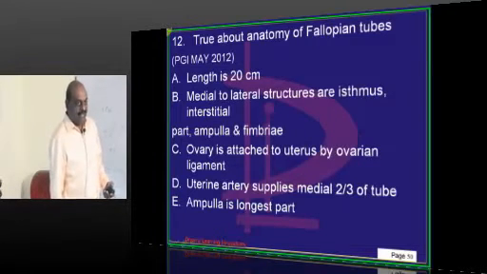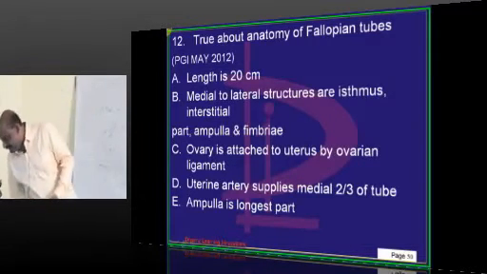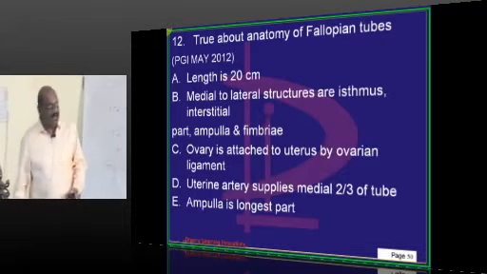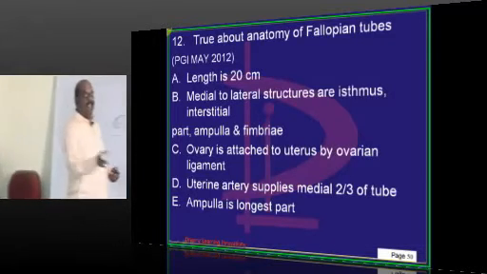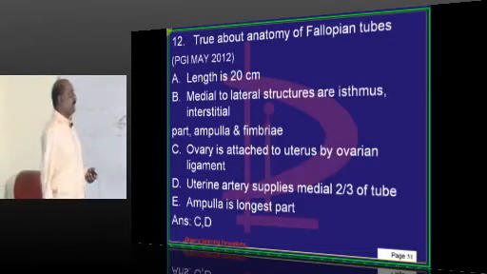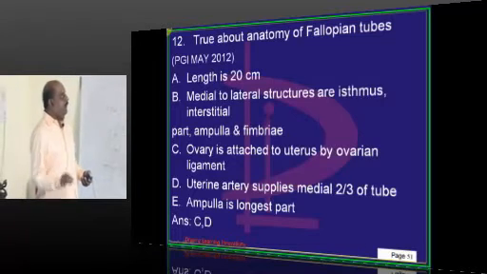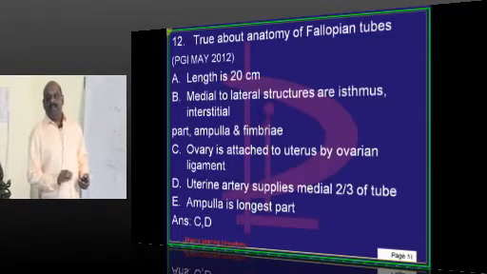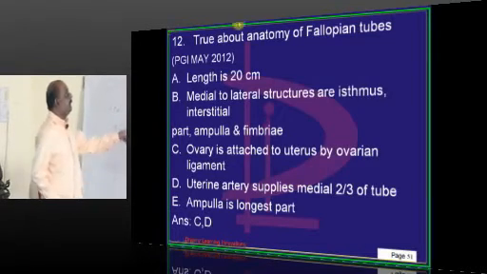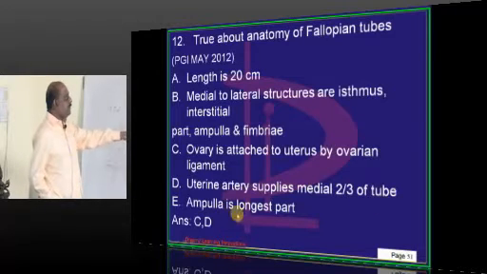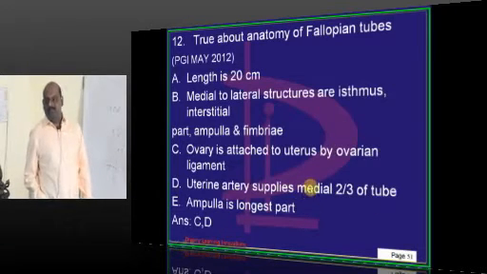Thumbkeen. Huh? Okay. Thumbkeen's answer is very good. Srinivas and Raghav are also proposing ACE. No, doctor. You should be careful. Ovary is attached to the uterus by ovarian ligament is true. Uterine artery supplies medial 2/3 of the tube is also true.